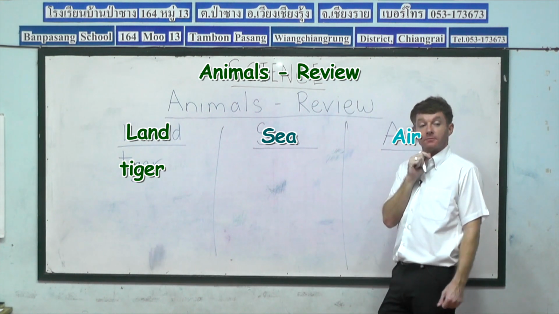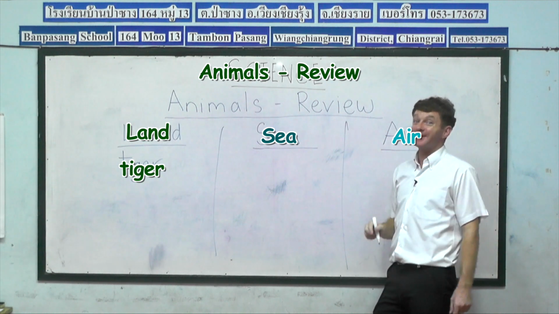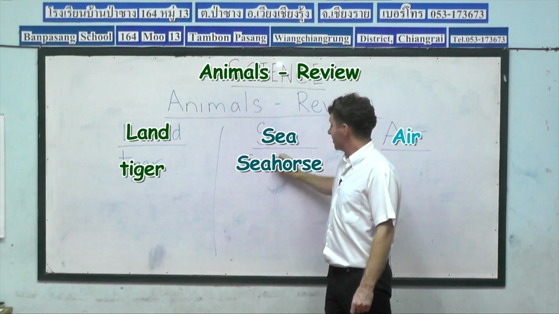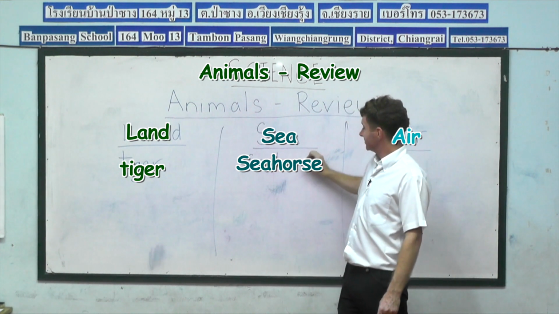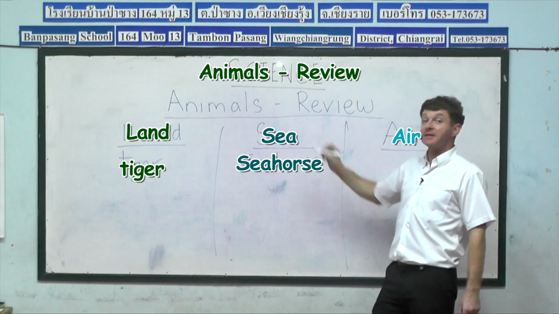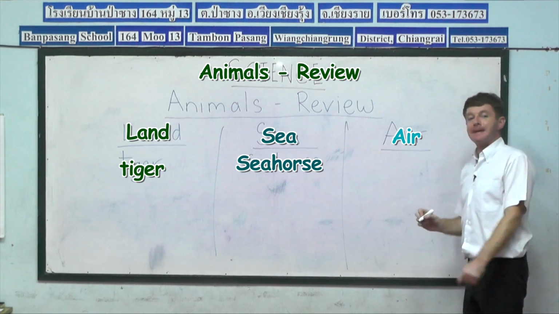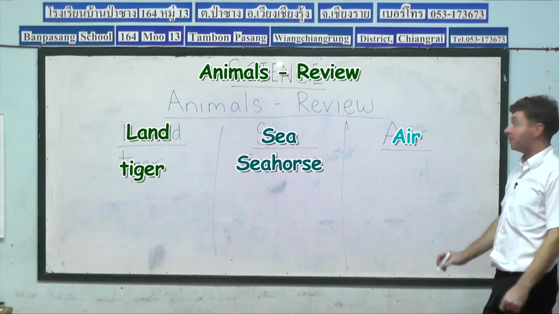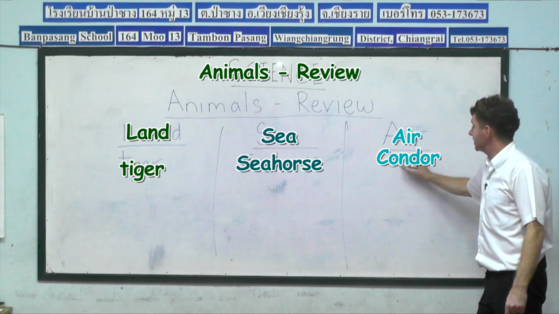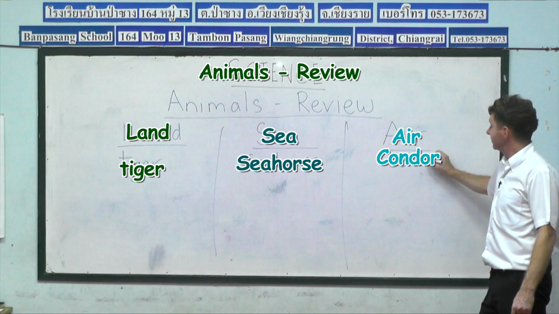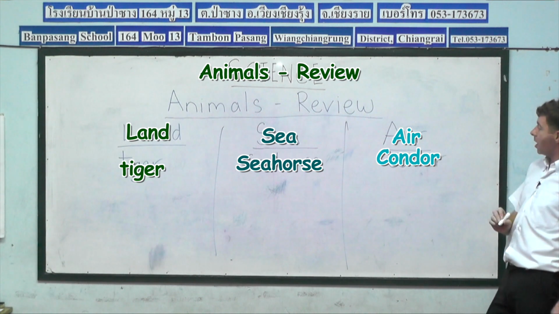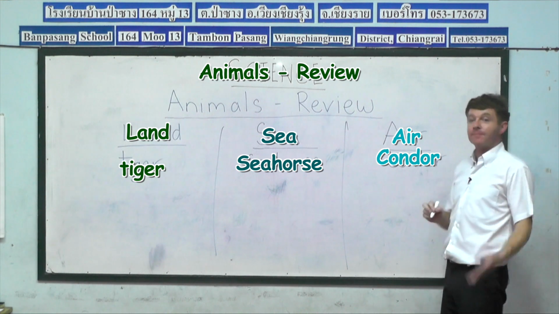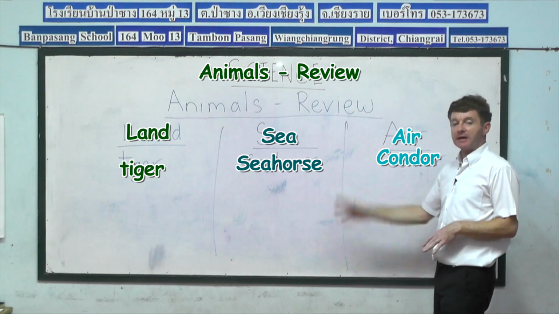Okay, but now think about the sea. What animal? A seahorse. Excellent. Sea is in the name, so we can find seahorse only found in the sea. And what about in the air? A condor. Yes, the biggest bird there is on the planet. C-O-N-D-O-R. Okay, so we've got one from each section already. Let's try and get 5 for each category.